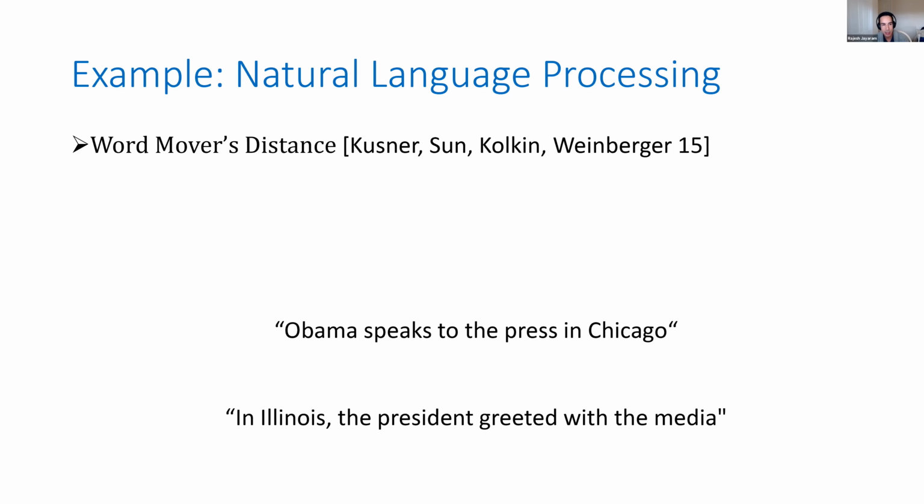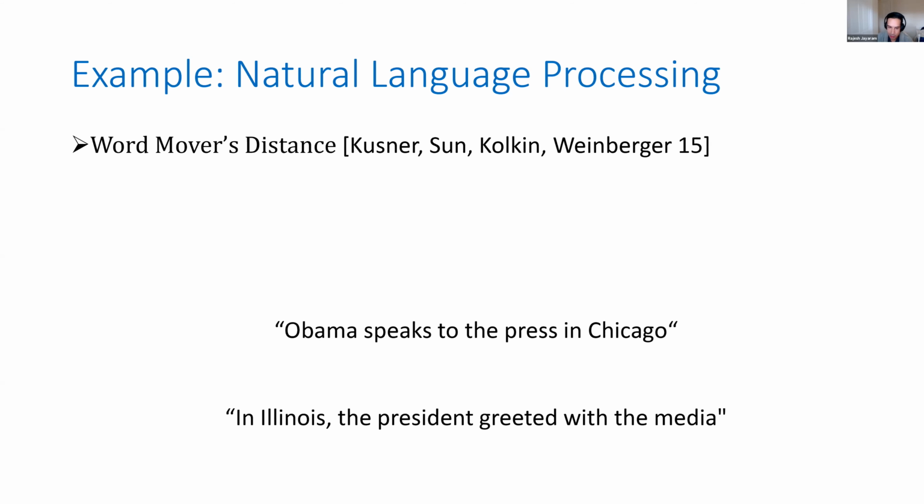In particular, this idea of the word mover distance, which was introduced in this paper of Kusner, Sun, Kolkin, and Weinberger in 2015. The idea behind this paper is to use Earth mover distance to measure similarity between documents or sentences. So I'm going to give you an idea of how that's done here. We can see you have two sentences: "Obama speaks to the press in Chicago," and "In Illinois, the president greeted the media." These are two sentences which maybe syntactically and in terms of the words that are used are almost completely different. There's nothing in common.